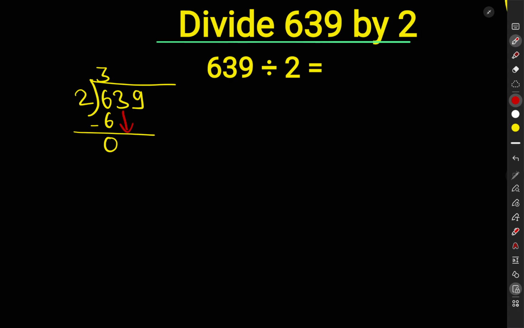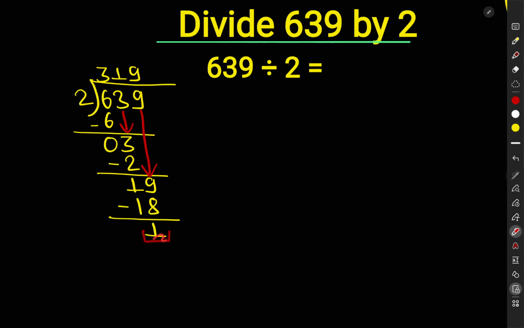So now we put down this 3 and 2 times 1 is 2. On subtracting we get 1. So again we put down this 9 and it is 19. So 2 times 9 is 18. On subtracting we get 1.